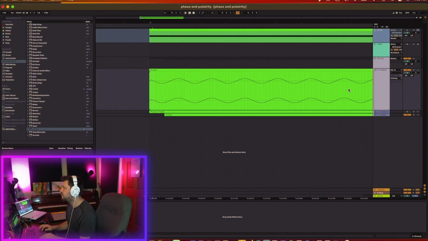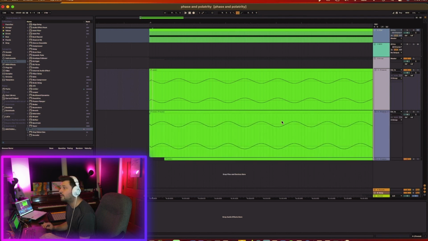Let me show you some examples of polarity and phase, and what you can do with them and what can happen. All right, let's get into it. So what you see here is a low frequency sine wave, zoomed in so you can see the cycles. I have copied this track and inverted the polarity, or flipped the phase. And you can see that the phase of this clip is completely flipped or inverted. The polarity has been inverted.